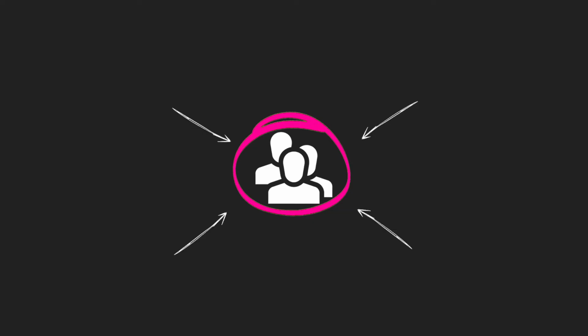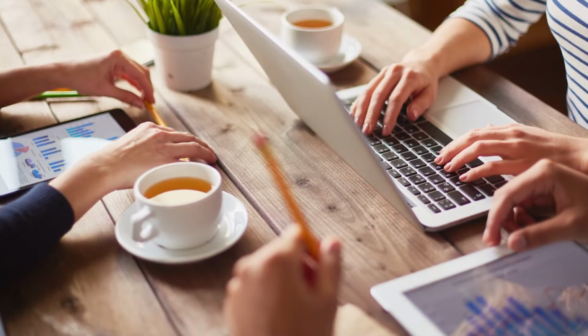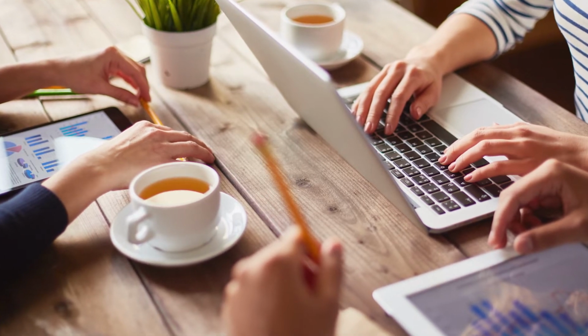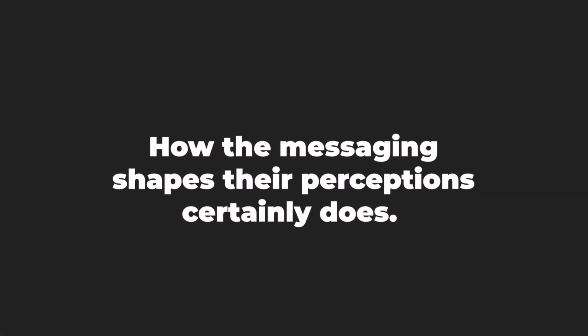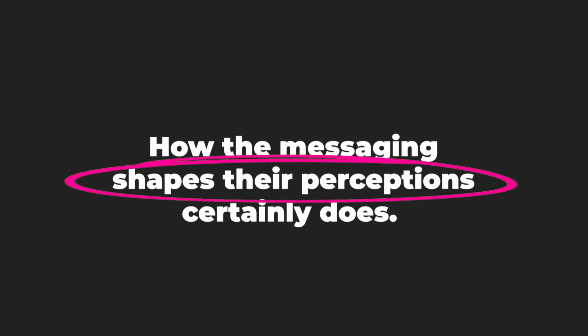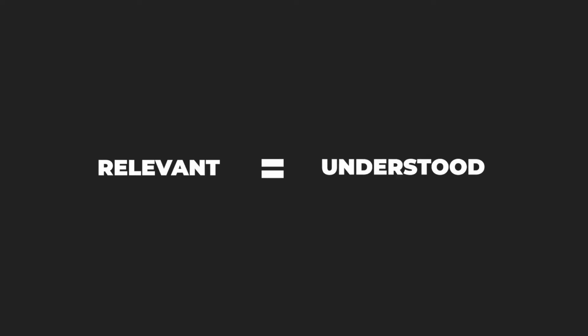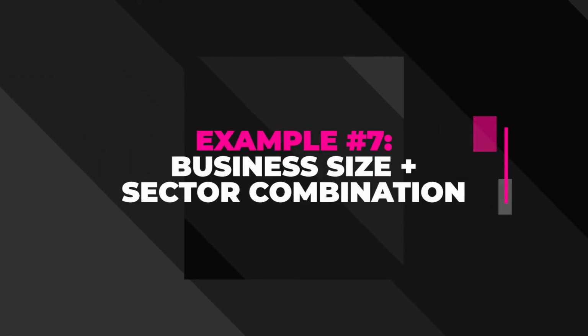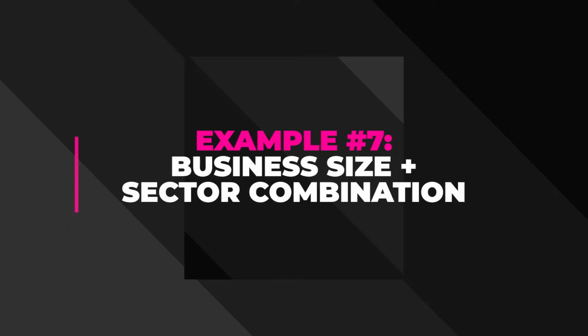Number 6, hyper-targeted audience messaging. Now, a key differentiator for brands that go above and beyond to understand their target audience is to use this knowledge to their advantage. Although the actual messaging doesn't really hold much value for the client, how the messaging shapes their perception certainly does. The more relevant you feel to them, the more they'll feel that you are the brand that understands them the most.